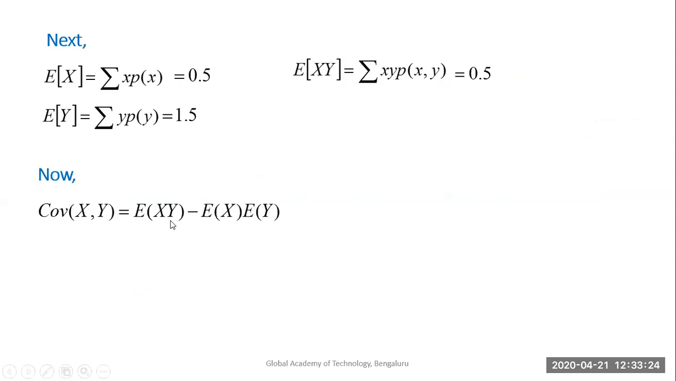So then the covariance is expectation of xy minus expectation of x into expectation of y. That is 0.5 minus 0.5 into 1.5. It comes as minus 0.25. And we want expectation of x plus y, which is expectation of x plus expectation of y. It is 0.5 plus 1.5. We get it as 2.0.